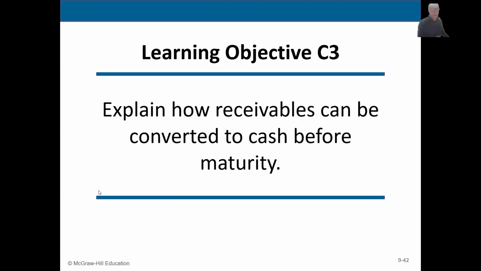Now, sometimes, if you're lucky, a customer might pay you before the note receivable matures. Right? That happens sometimes. Customer pays you before it's due. So I'm going to show you how to account for that. I'll also show you the other side as well.